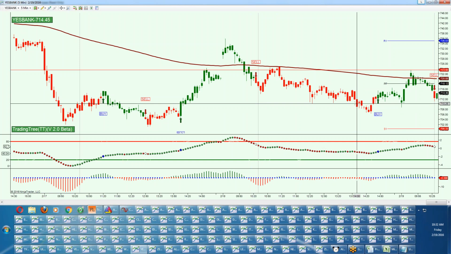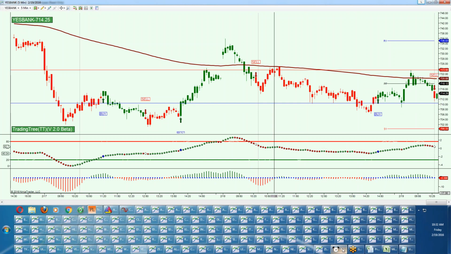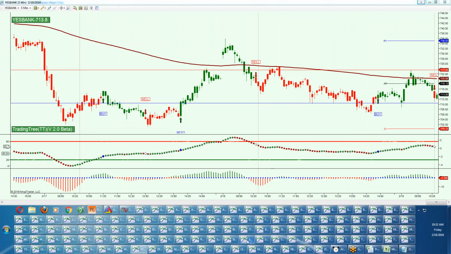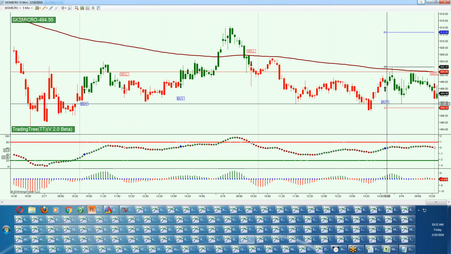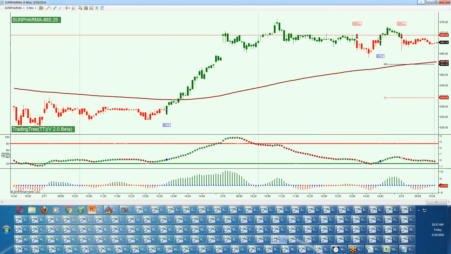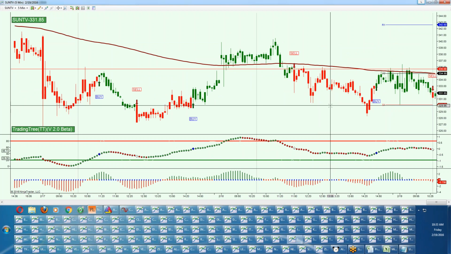So Yes Bank, you can short it here, 710.45. SKS, you can short here, 491.40. Sun TV, you can short it below this S1 level, 329.90.